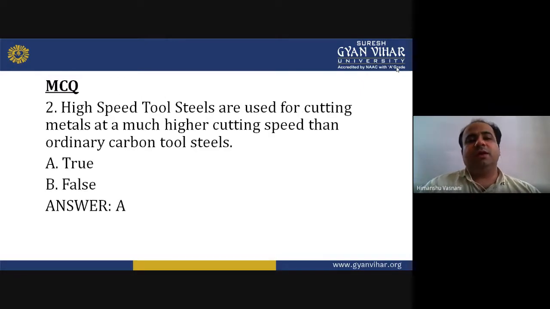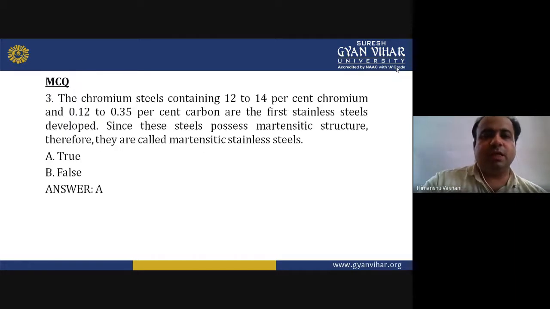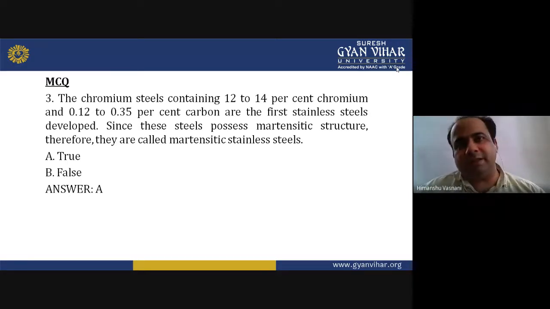Okay, so the high speed tool steels are used for cutting metals at a much higher cutting speed than ordinary carbon tool steel. True or false? I think it's true. Now, the chromium steels containing 12 to 14% chromium and 0.12 to 0.35% carbon are the first stainless steels developed. Since these steels possess a martensitic structure, they are called martensitic stainless steel. We have discussed this type in our slides. So I think it's true.